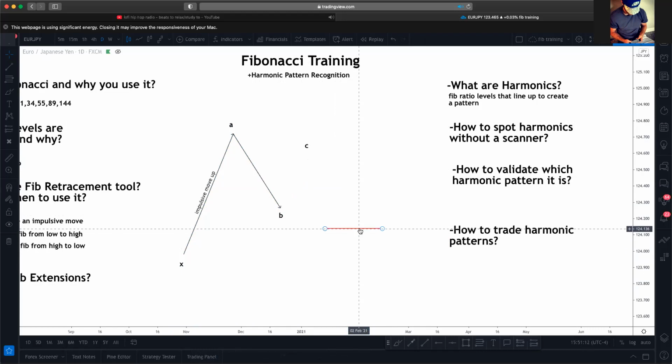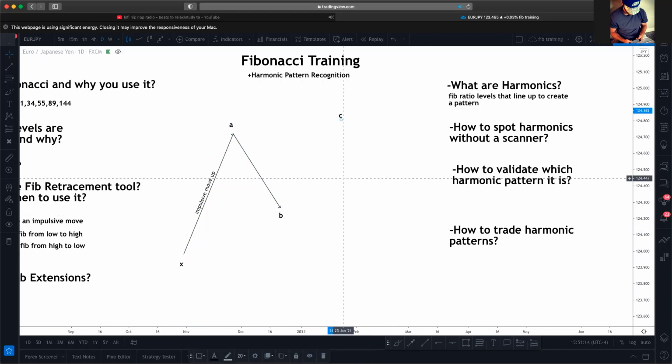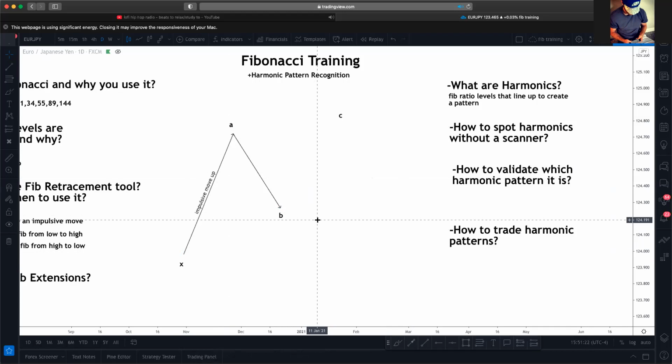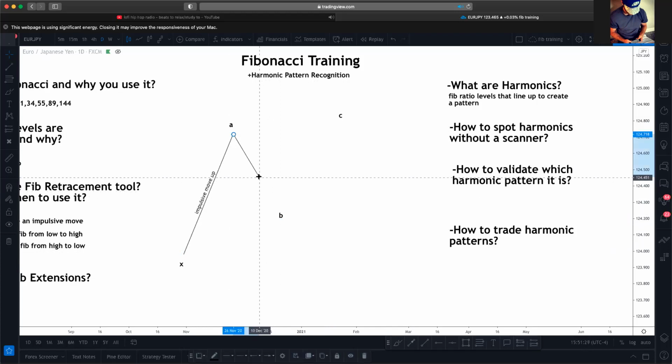And we'll keep this here. So for a cipher pattern, you still got to get that impulse move up. So we're keeping that. Nothing's changing there. And then the retracement on a cipher is very similar to a Gartley, but it can go in between the 38.2 and the 61.8.